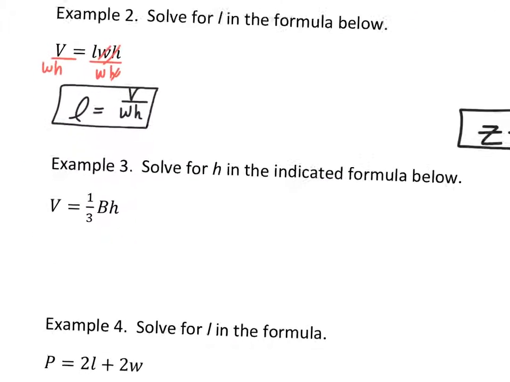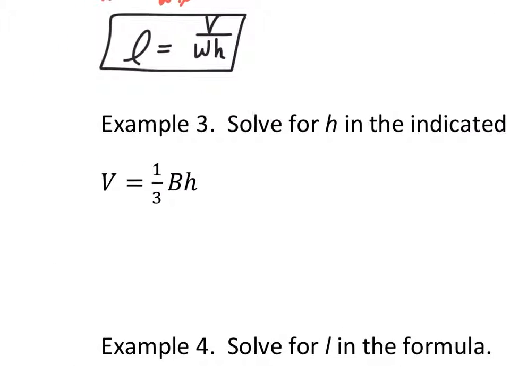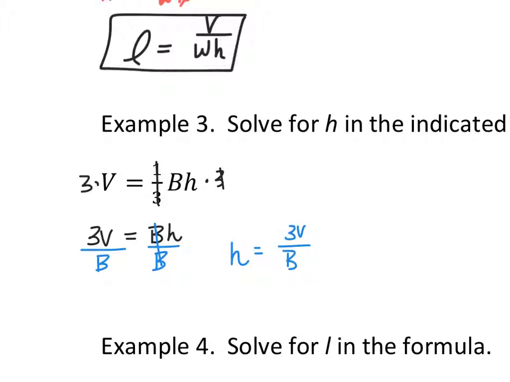Okay, example 3, solve for h. So to solve for h, I'm going to multiply both sides by 3. So I have 3v, because 1/3 and 3 would cancel out, equals bh. And then to solve for h, I'm going to divide both sides by b. So I'm going to get h is equal to 3 times v over capital B.